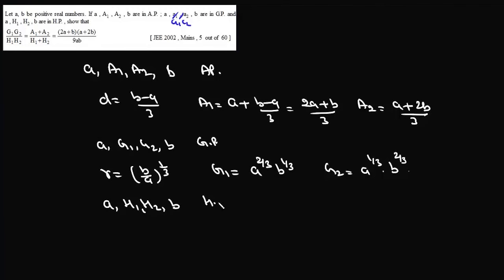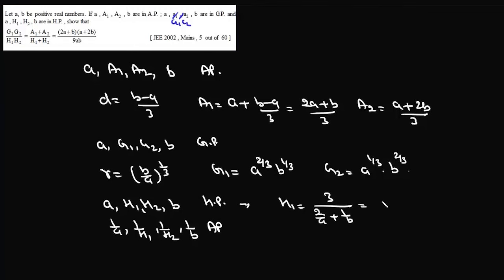And this third one is A, H1, H2 and B, they are in HP. Now this is the same as the first one because the corresponding 1 upon A, 1 upon H1, 1 upon H2, 1 upon B will be in AP, and for this AP we are going to use 1 upon A and 1 upon B, but we have to take the reciprocals. So for this we are going to write H1 as 3 upon (2 upon A plus 1 upon B), that is 3AB upon (2B plus A), and H2 will be 3AB upon (2A plus B). So now we have A1, A2, G1, G2 and H1, H2.